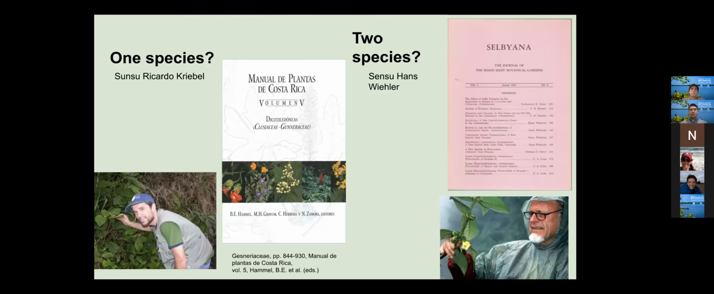Ricardo Kriebel lumped Rufidorsia intermedia and congestiflora into 1 species and called both congestiflora in the journal above, Manual de Plantas de Costa Rica. Hans Wheeler originally recognized 4 distinct species from a genus he described. From those 4 species, Wheeler recognized Rufidorsia intermedia as 2 separate species in the Selbyana journal above. It was only the second issue of Selbyana in 1975.